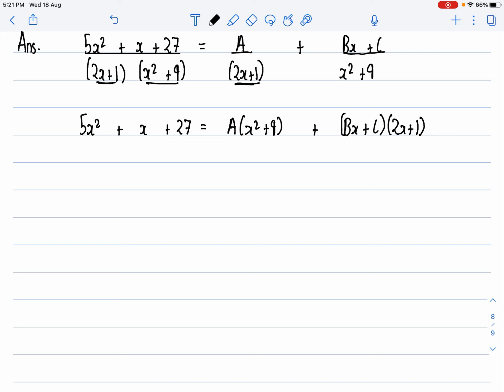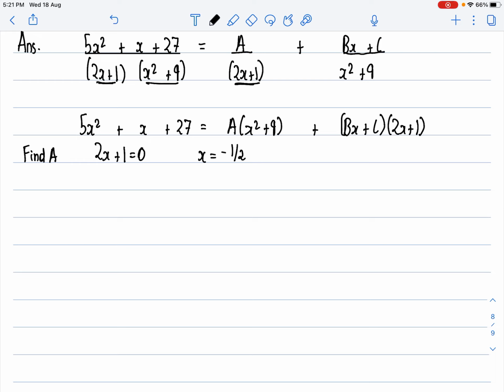So now you can simply write this as 5x square plus x plus 27. Or before that, I'm very sorry, before that you first find a. So finding a, you know that this part should be equal to 0. That means 2x plus 1 should be equal to 0. Correct? So I get 2x plus 1 equal to 0. So I get my x basically as minus half.